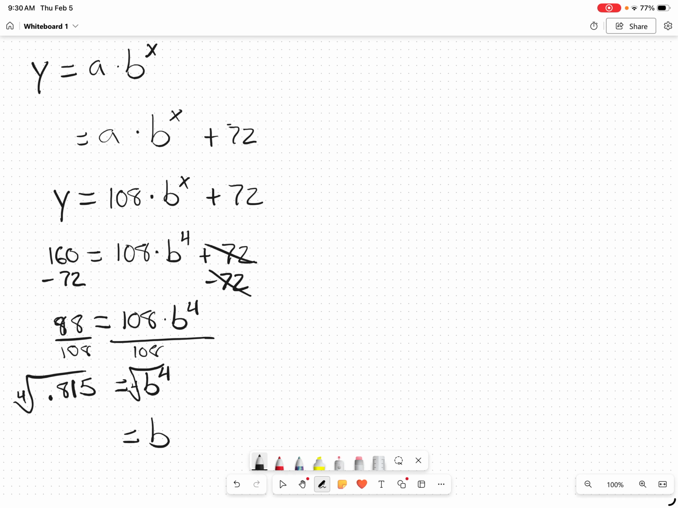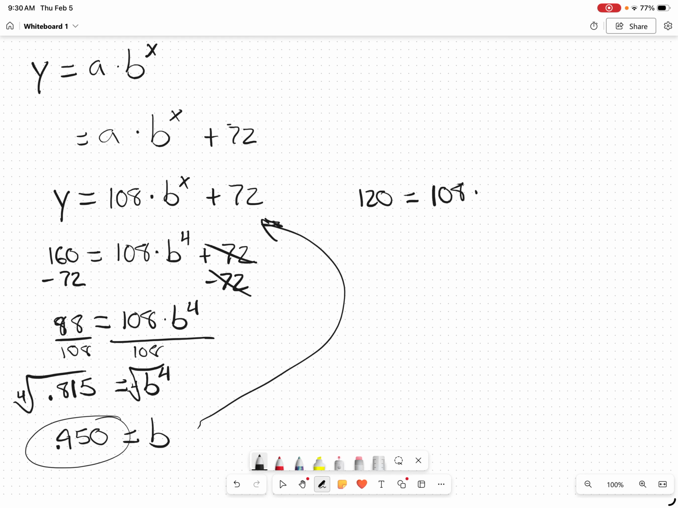So you put this in your calculator. You're able then to take a 4th root of 0.815, and you should get 0.950 as our rate. So that's our rate. Now we can go back to the start, and we want to get to 120. But we now know our rate, 0.95 to the x plus 72.